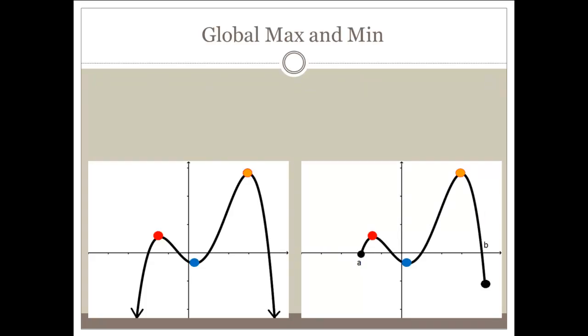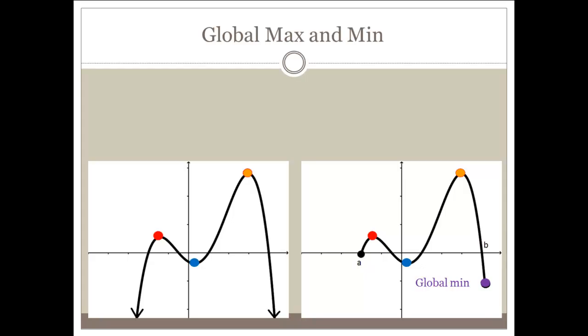However, if we were to cut our graph off and only look at x values between a and b, then our function wouldn't be going off to negative infinity, and it would have a minimum. In this case, the global minimum is at our right-hand endpoint, x equals b.